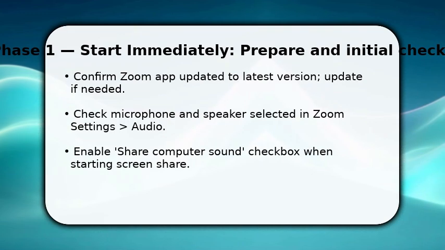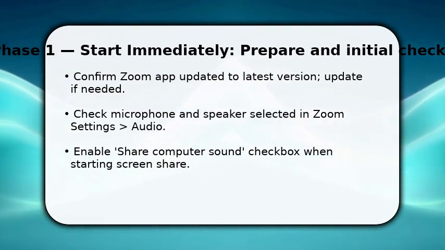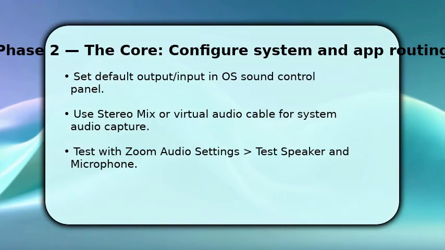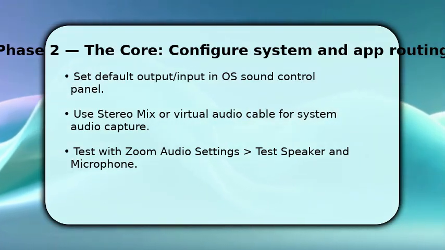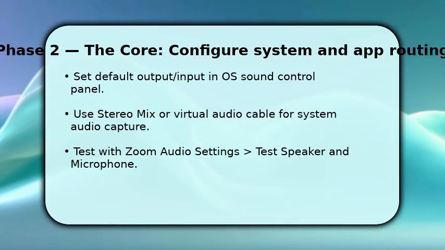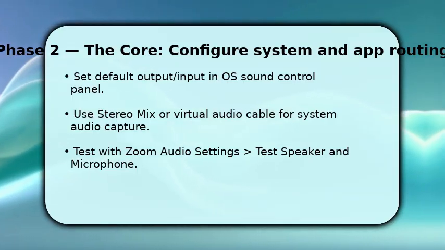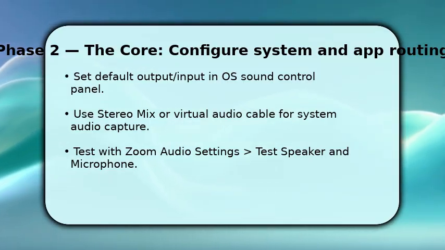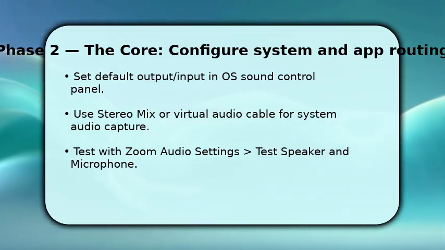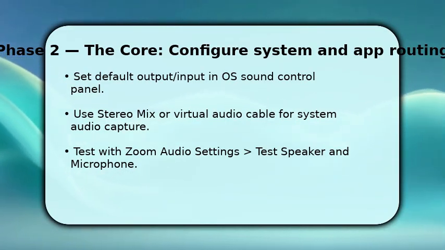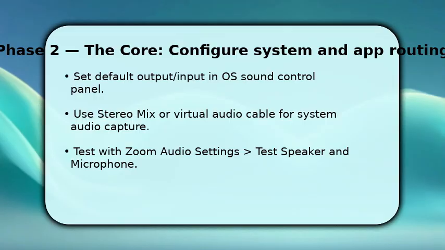Next, you configure sound routing so Zoom actually transmits the sound you want. On your OS, set default input and output devices to the ones Zoom uses. Consistency prevents conflicts. If you need system audio mixed with mic audio, enable stereo mix or install a virtual audio cable and route it into Zoom as the microphone. Once done, return to Zoom audio settings and run test speaker and microphone. Listen for latency or echo.